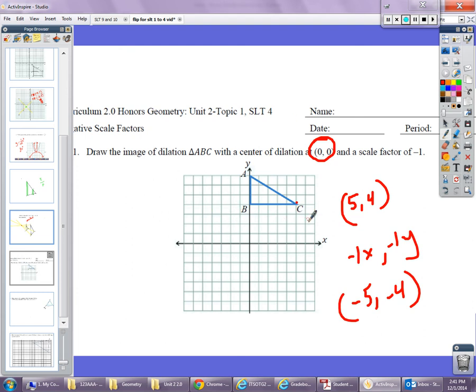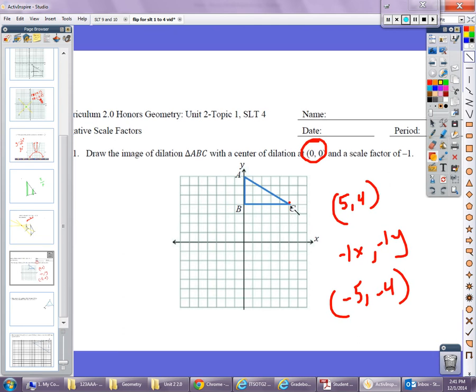You can also, this would be silly to do in this case, go ahead and connect C to this 0, 0. And then remember, you can measure the distance. And then because it's negative 1, it's multiplying the distance by 1. So it'll be the same amount. It'll just be on the other side. So if this is 3 centimeters, you'll go 3 centimeters this way.